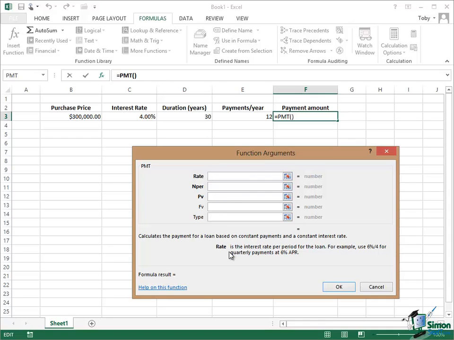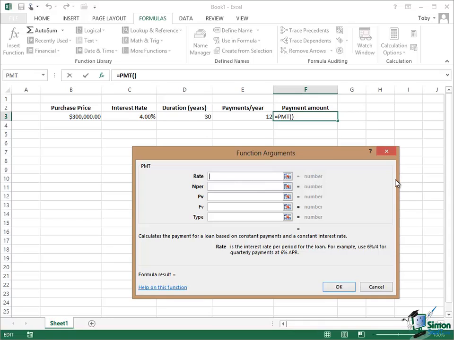And the explanation of that is the interest rate per period for the loan. For example, use 6% divided by 4 for quarterly payments at 6%. Now in our case, our interest rate is 4% in a year. Therefore, in a period, it will be 4% divided by 12. Now, we're not going to put in there 4% divided by 12 because that would fix this. It's going to make it more difficult for us to make any changes to either the interest rate or the payment method that we're going to use.